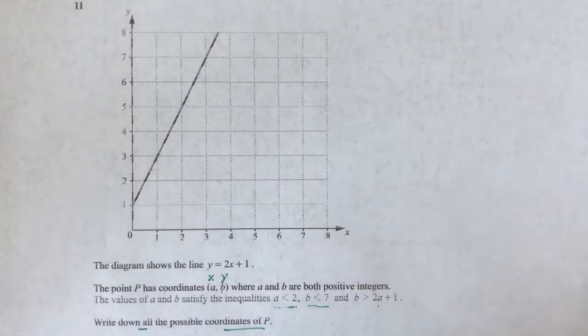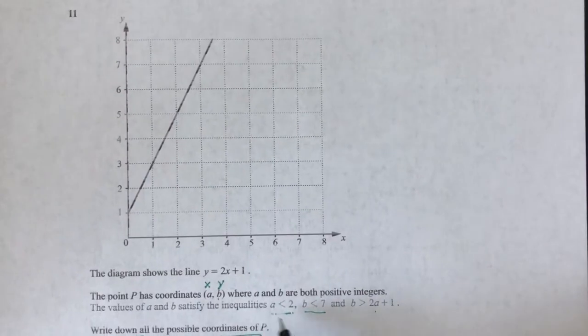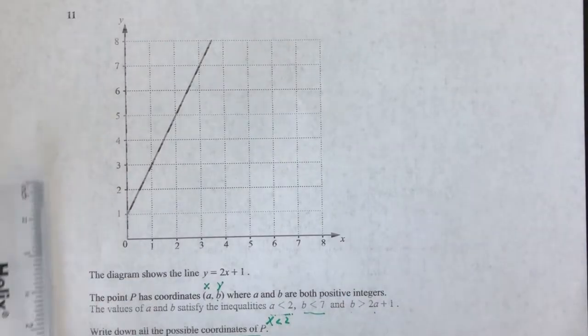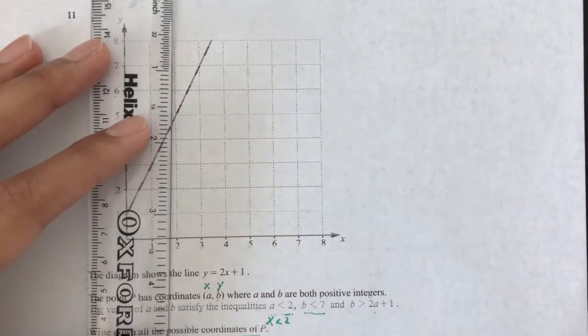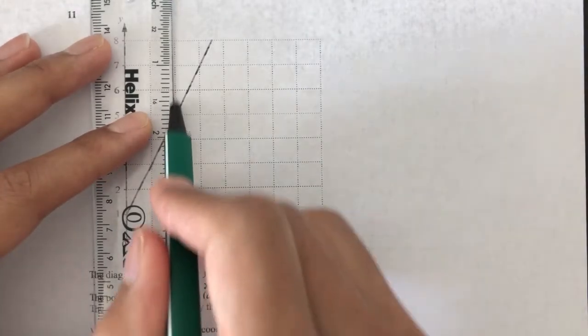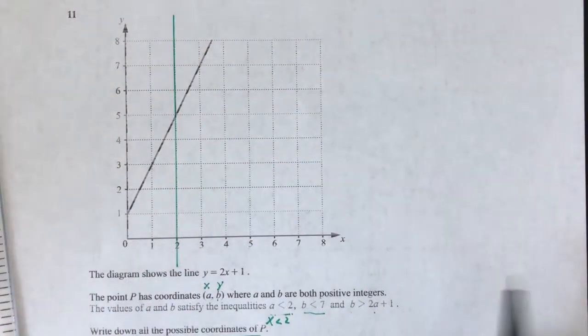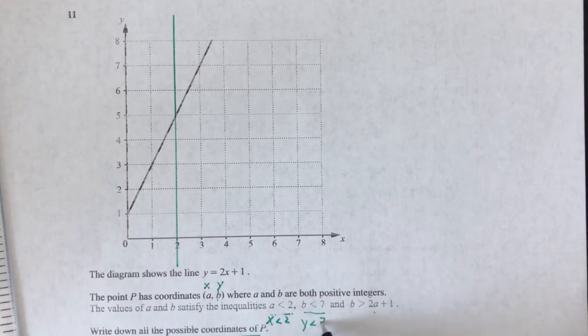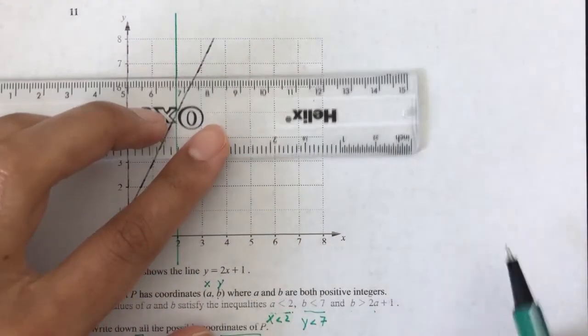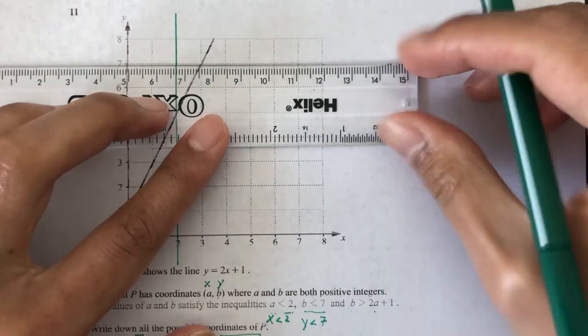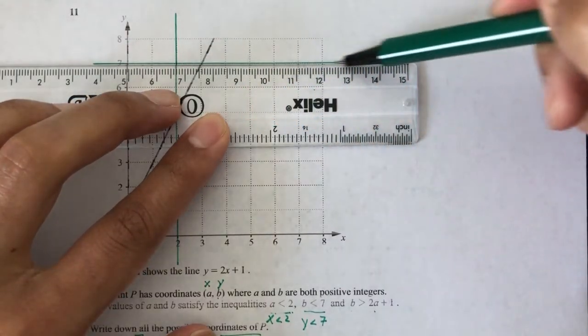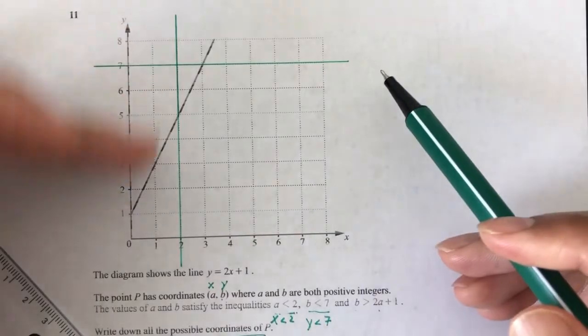So we have to draw the lines on the graph. So the first is a is less than 2, which is, since a represents x, it will be x less than 2. So let's draw the line x equal to 2. It will be this line. So from this we know that x needs to be less on this side. The next one we have b less than 7. Since b represents y, so y needs to be less than 7 on the graph. 7 is this point. So that's the line y equal to 7. And now we know it needs to be below the line.